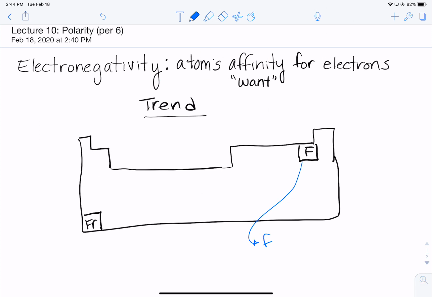How many valence electrons does fluorine have? Seven. Yep, it's one away from octet. It has seven valence electrons. Does it want an electron really bad? Yes. It does, because it only actually needs one more, and then it would have achieved octet. So we describe fluorine as something with high electronegativity.